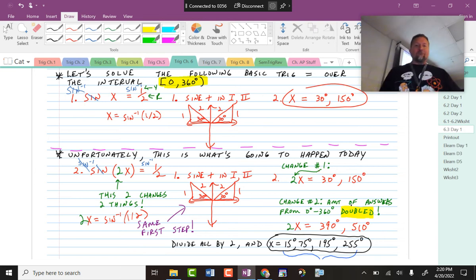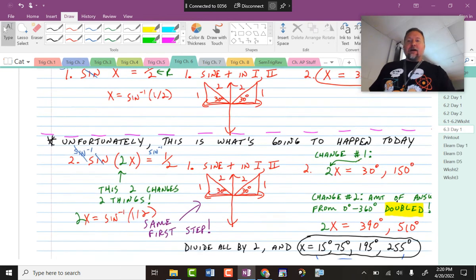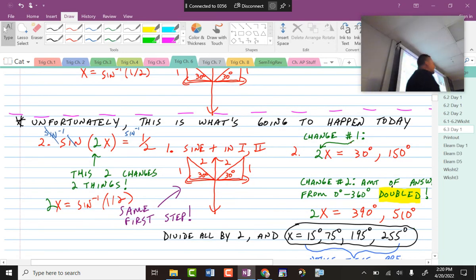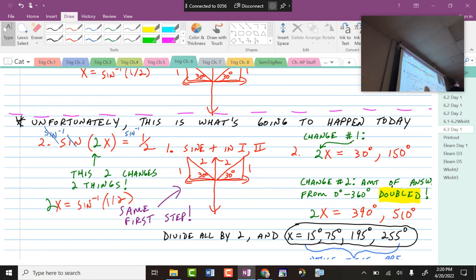All right, now I do want to show you this. Zoom back into here. Why does 255 work? You should always think this when you're solving. 255 times 2 is 510. You know what 510 is? It's the same as what, everyone? Say it. 150. What's the sine of 150? A half. It works. It's true.